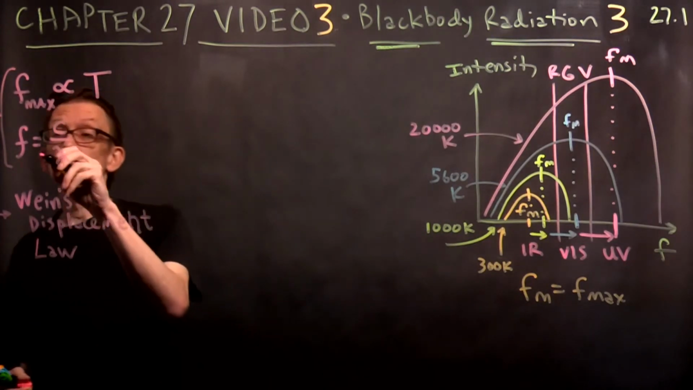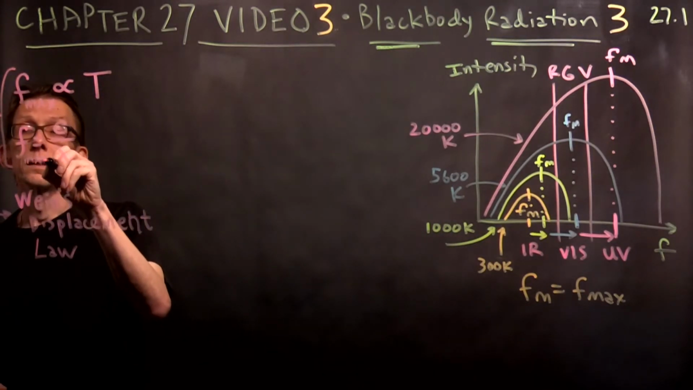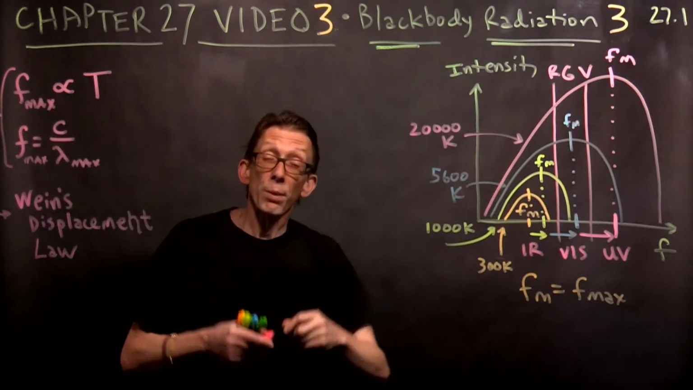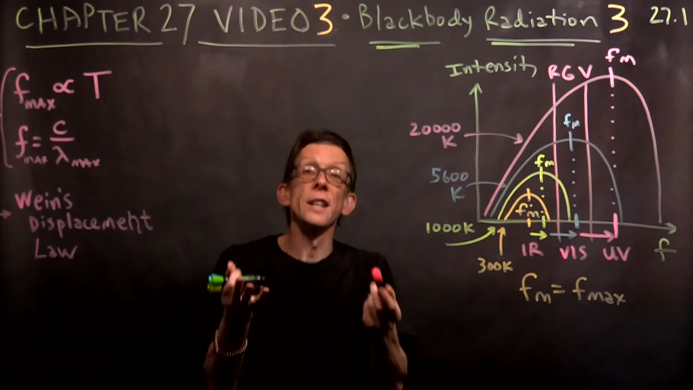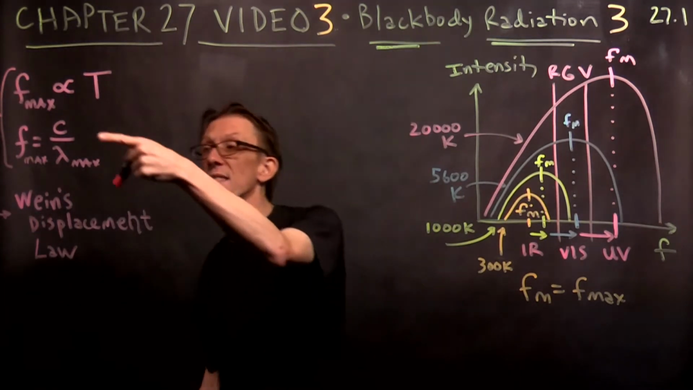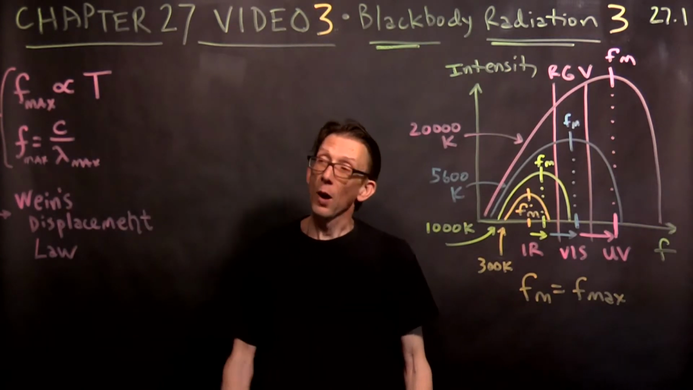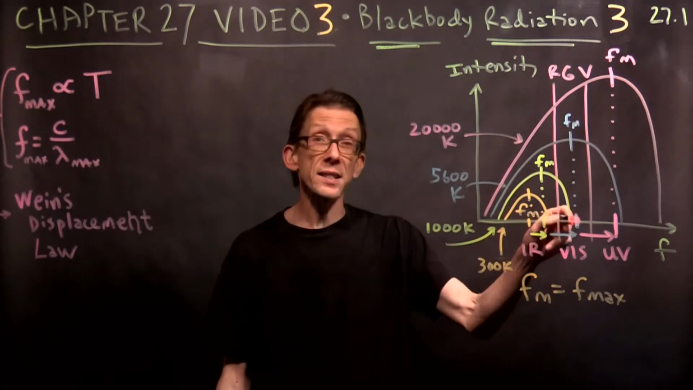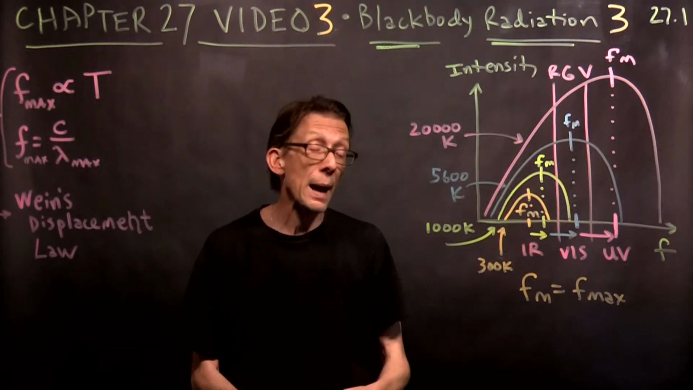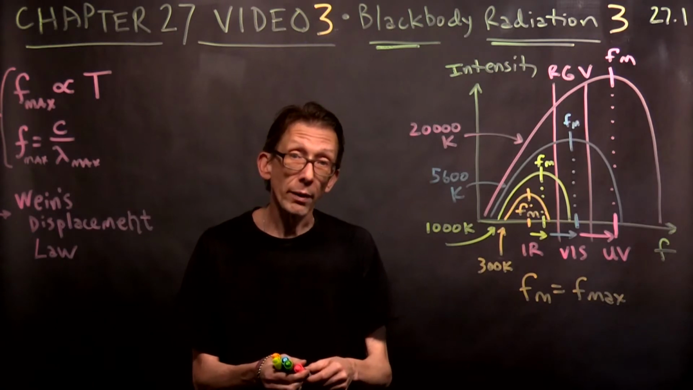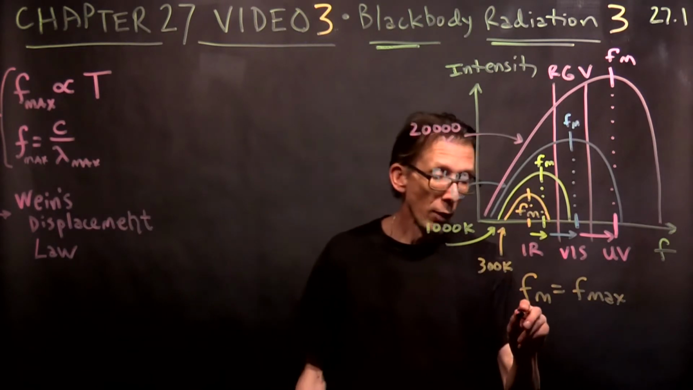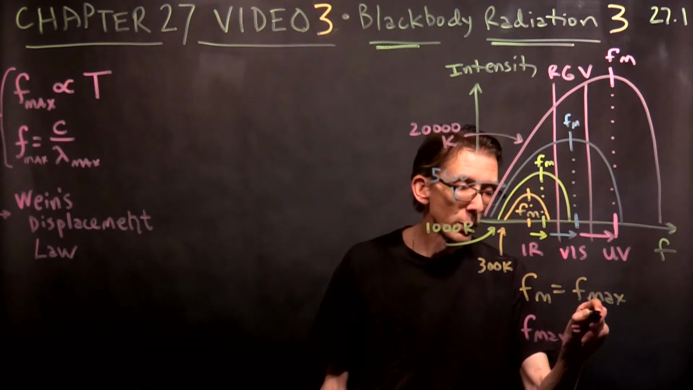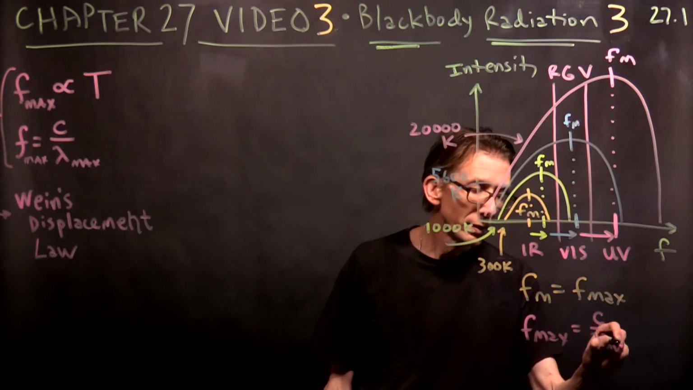Okay, let's do it this way. f max is c over lambda max. Because with light, if I give you a frequency, you can give me a wavelength. They go together because c is a constant. So if f has a set value, lambda has a set value. For every f max, there is an associated lambda max. That's how they're connected. So I'll write it here also: f max equals c over lambda max.